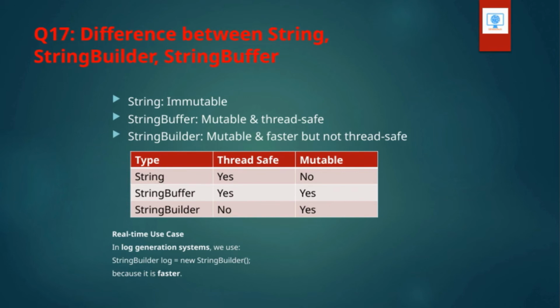So to summarize, String is immutable and thread-safe, but less flexible. StringBuffer is both mutable and thread-safe, suitable for multi-threaded environments. And StringBuilder, while mutable, is faster but should be used carefully when thread safety isn't a concern. This understanding helps us pick the right class depending on our application's needs.